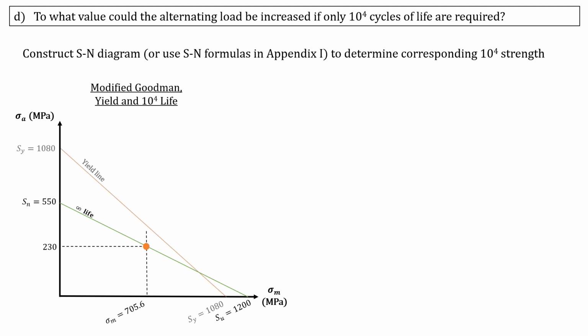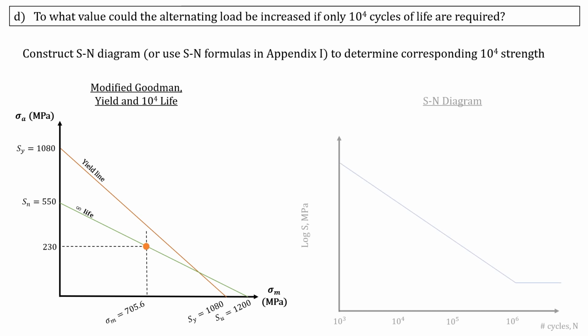On this graph, we can also draw our modified Goodman yield line. So we have our yield strength for the modified Goodman line of 1080 megapascals. We can draw that on our y and x axes, and we'll use that line in just a second.